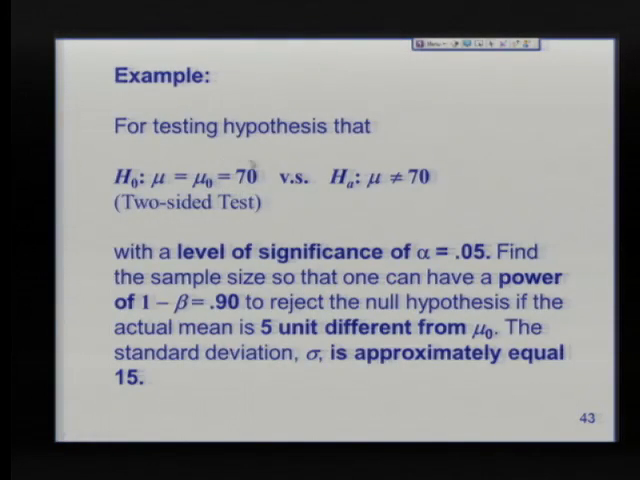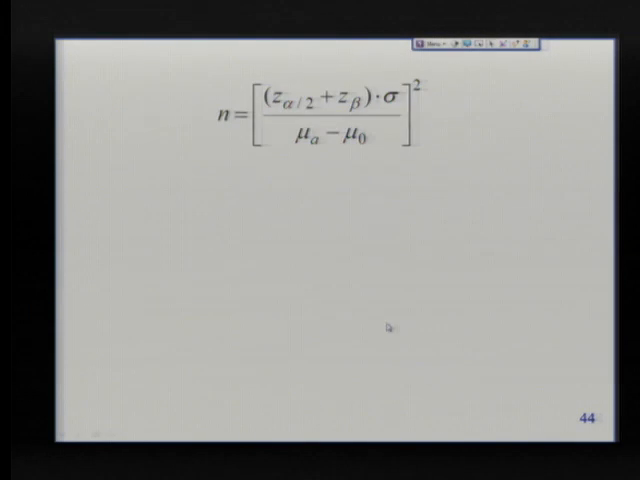The goal is to test whether the average pulse rate for a certain population is different from 70 or not. We want to test at a 5% level of significance. I want the test to have 90% power to detect a 5-unit difference in terms of average pulse rate. And if I have an estimate for the standard deviation of pulse rate, which is 15, I'll be able to calculate the sample size.